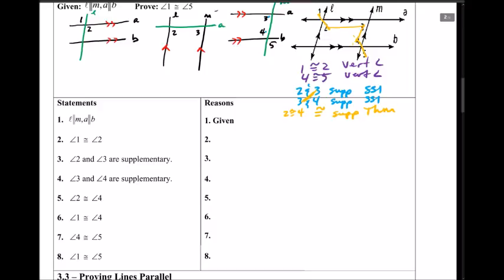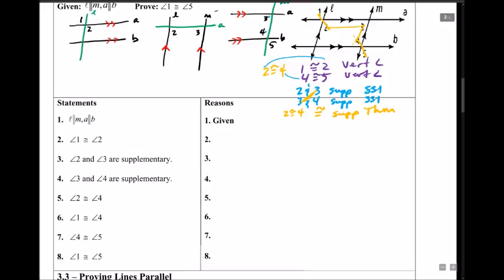Now, does that help us? If we have angle 2 is congruent to angle 4, does that help us get from 1 to 5? Well, hopefully you see it already. Do you see that we've got a 2 here and a 4 here? If we can get from 1 to 4, we can get from 4 to 5, or 1 to 5. We'll use 4 to get to 5. So let's see how we would put all of this together.